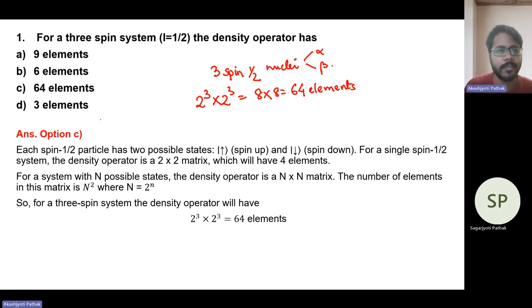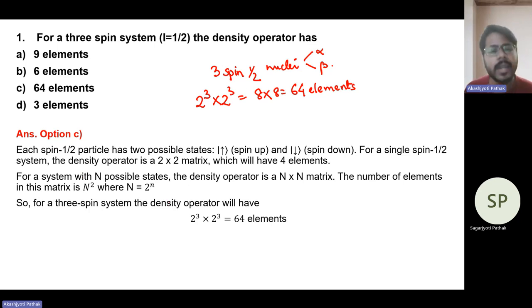Each spin half particle has 2 possible states, spin up and spin down. So for a single spin half system, the density operator is a 2 cross 2 matrix which will have 4 elements. Now, for a system which has n possible states, the density operator will be an n cross n matrix, and the number of elements in this matrix will therefore be n square.